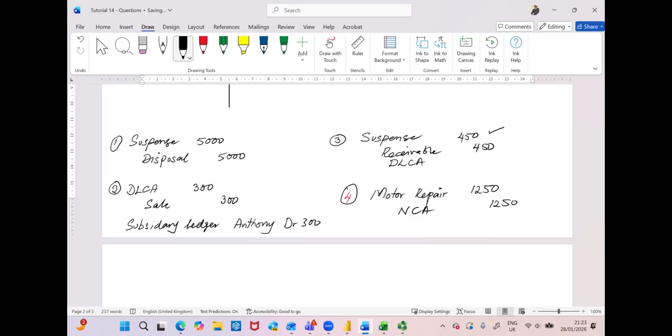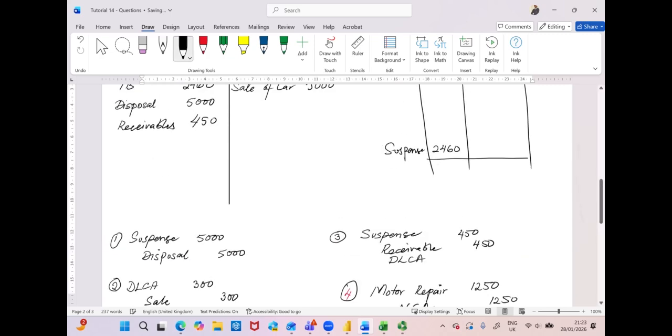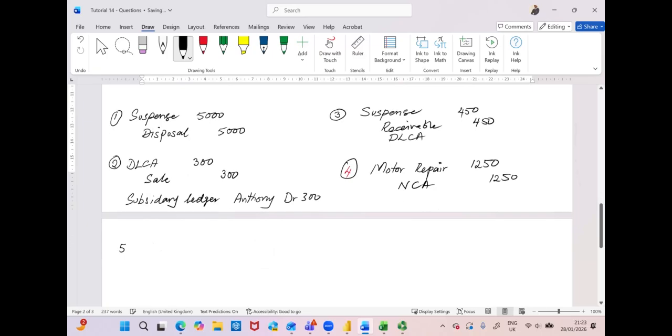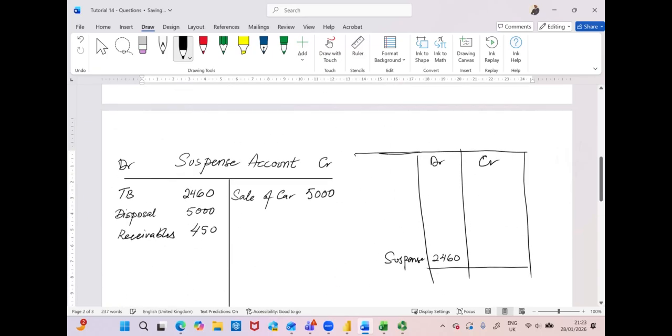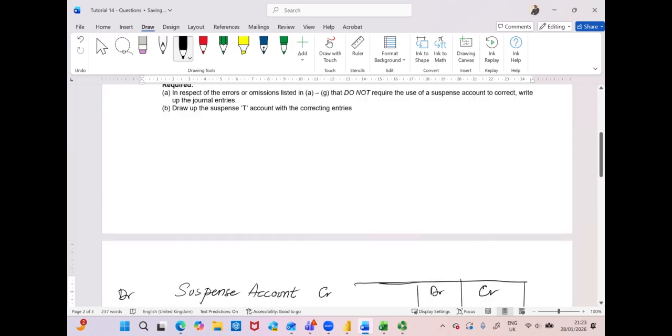If there is only one error, the other side is okay, and the error is on the credit side, then the suspense account will come in and we'll have to update the suspense account. Number 5. So no effect of this 1250 in the suspense account.